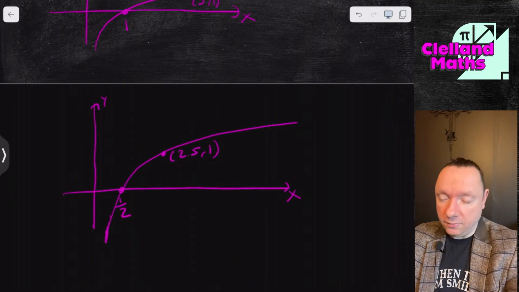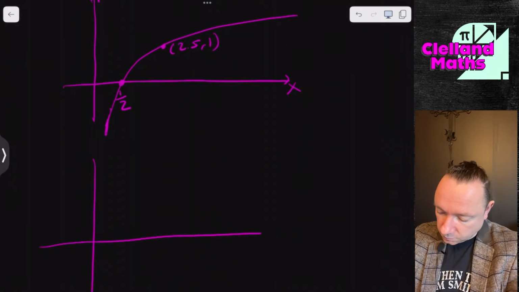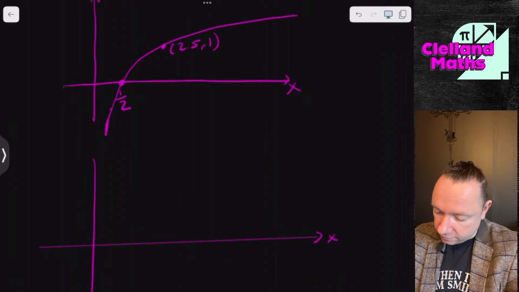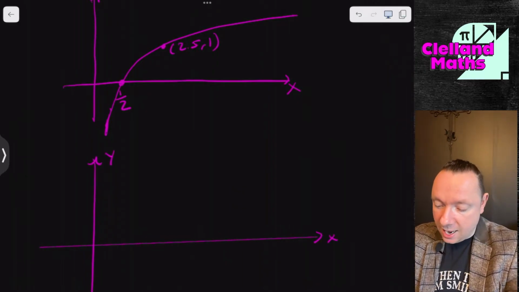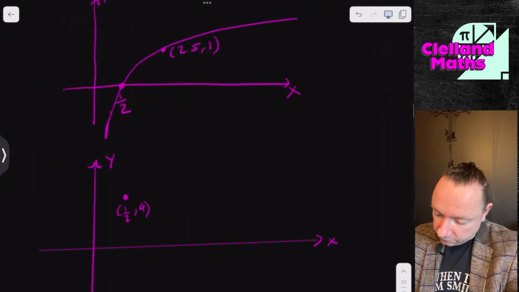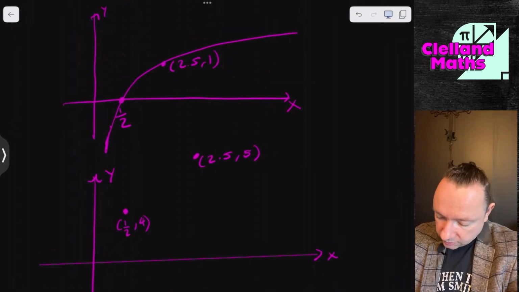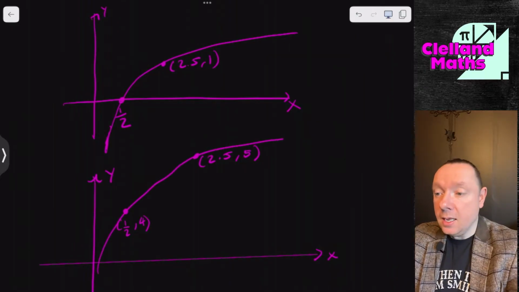And then we've moved it up by 4 for the final part, so our final answer, although you can just jump straight into the final answer if you're happy with that, we've got a half, 4, and we've got 2.5, 5, and again it will still hug the y-axis, go something like that. And that is our final answer.